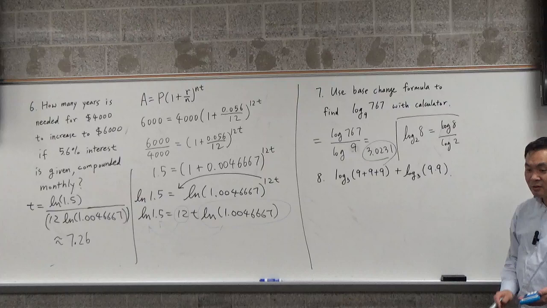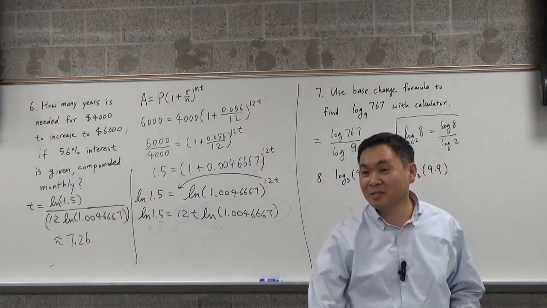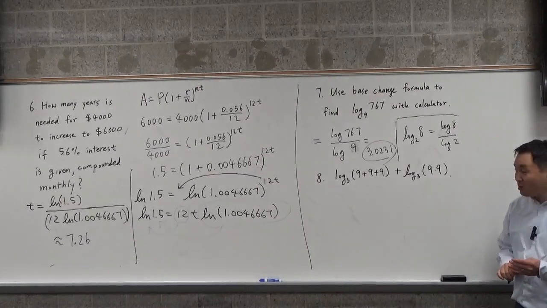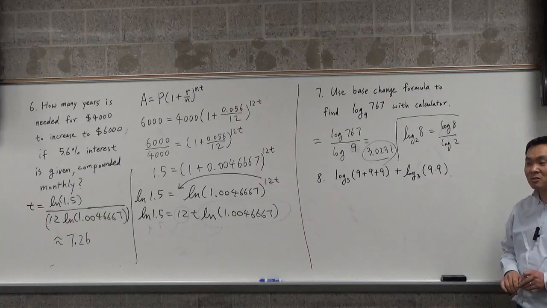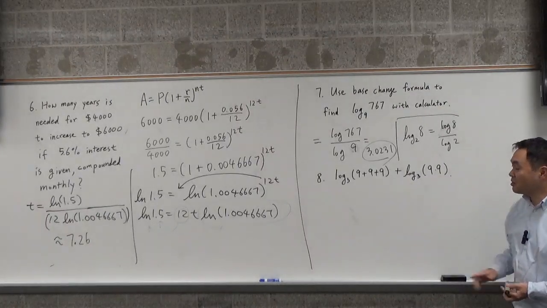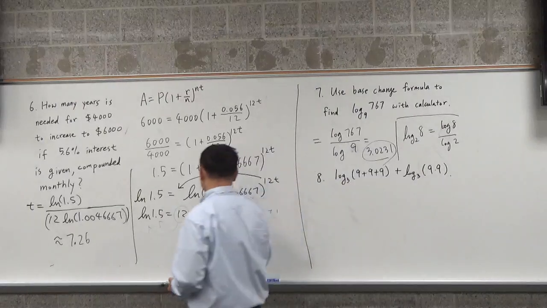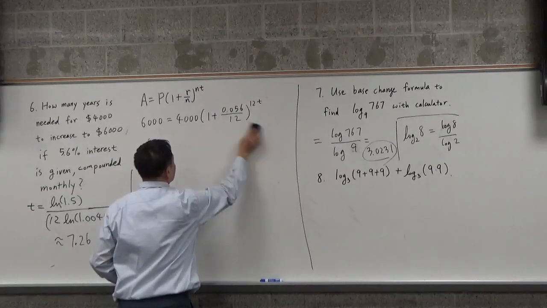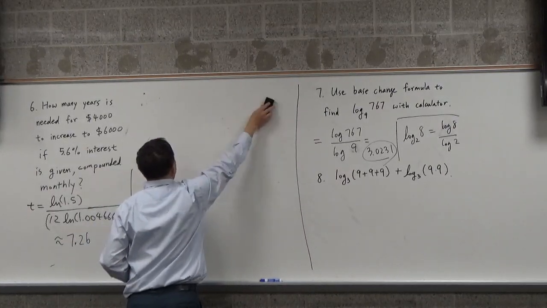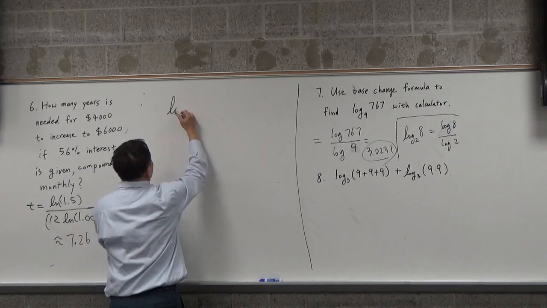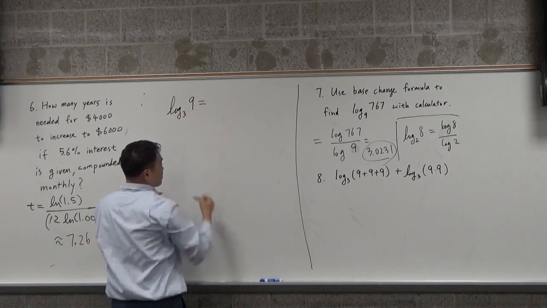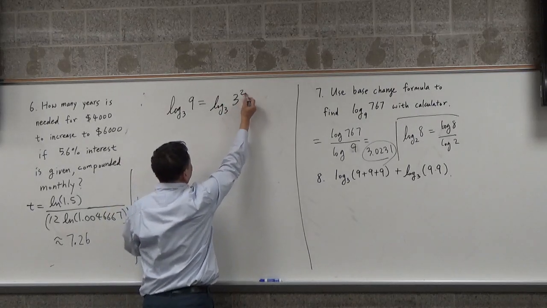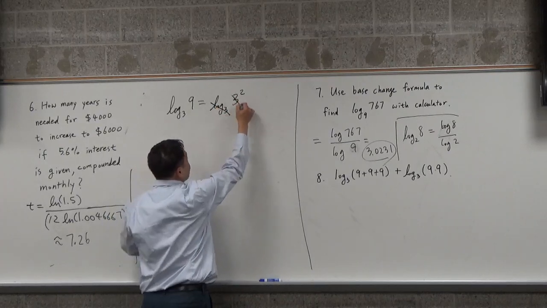Okay, now here we have question 8. This is a rather important question because so many of you are confused about this. Let me first point out that log base 3 of 9 is what? 2, right? Because 9 is 3 squared, 3 times 3 is 9. So they cancel, so it's 2.